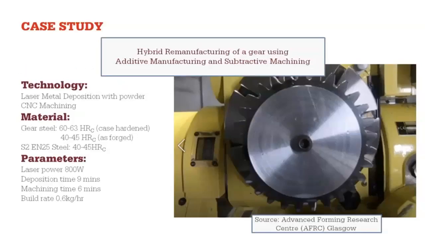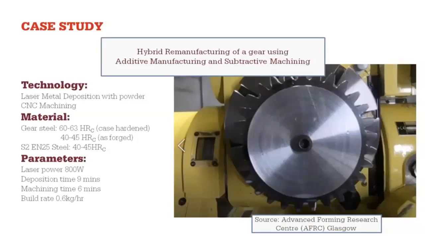So the option that they came up with is what we call a hybrid version. It combines the last option I showed you there, laser metal deposition, with CNC machining. The deposition part took 9 minutes and the machining took 6 minutes. So within about 15 minutes, our whole gear tooth has been refurbished.